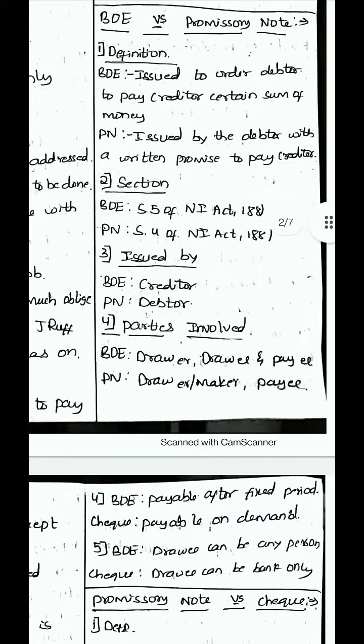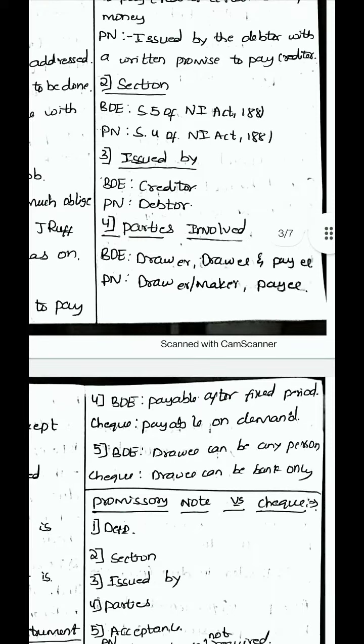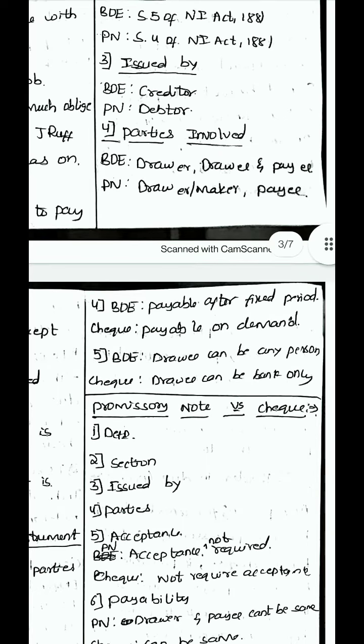Next is the section. Bill of exchange is in section 5 and the promissory note is in section 4 of the Negotiable Instruments Act 1881. The next is issued by. A bill of exchange is issued by the creditor and a promissory note is issued by the debtor. Parties involved. In a bill of exchange, there are three parties: drawer, drawee and payee. The drawer is the person who is making the instrument, the drawee is the person to whom we are ordering to pay, and the payee is the person who is getting paid. But in a promissory note there are only two persons. One is the maker or drawer, the one who is signing the instrument, and the next is the payee, who is getting paid.